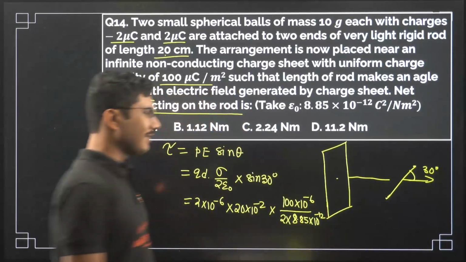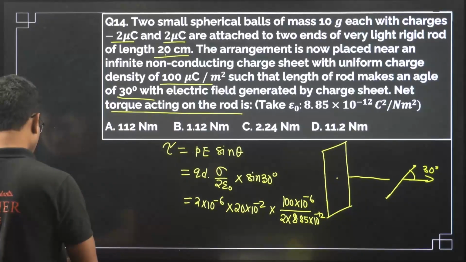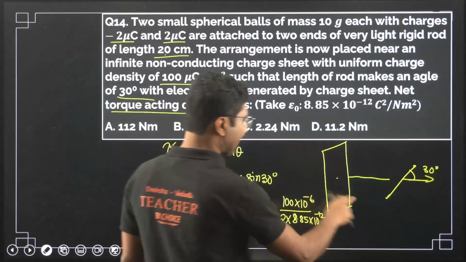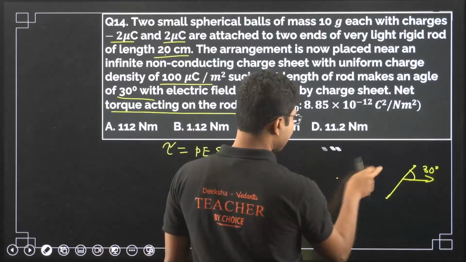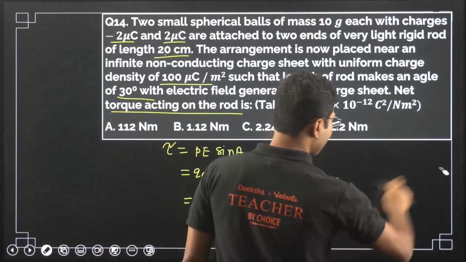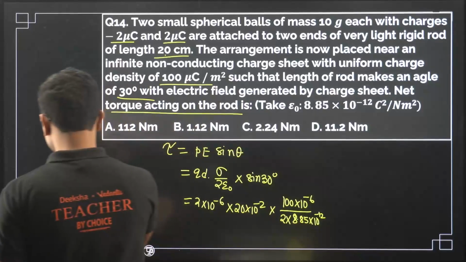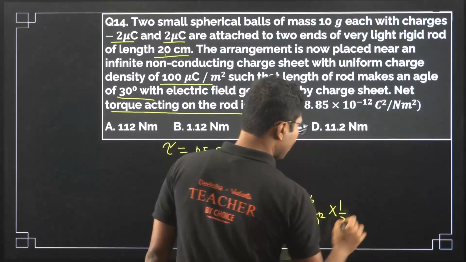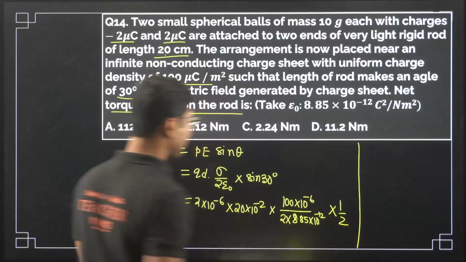So as you can see, the value is not super good. If they had given a value which they can cancel, the answer would have been slightly better, right? Anyway, sin 30 is half. Now you have to put the values and calculate it, right?